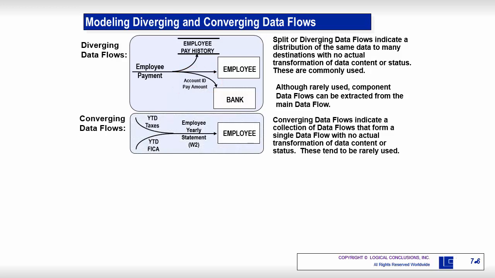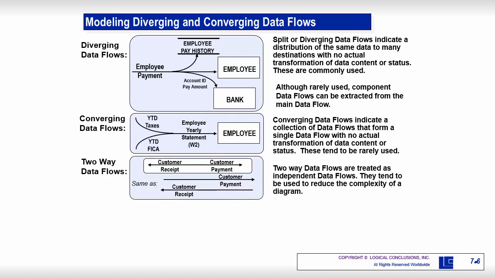Converging data flows indicate a collection of data flows that form a single data flow with no actual transformation of data content or status. An example is shown in the middle diagram here. Year-to-date taxes and FICA are included in the employee yearly statement. Although converging data flows are technically correct, they tend to be rarely used.